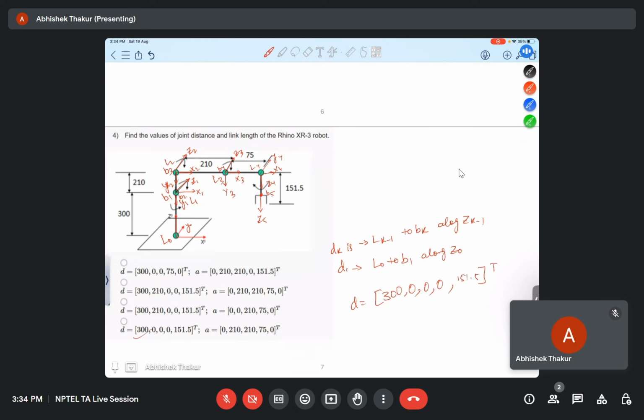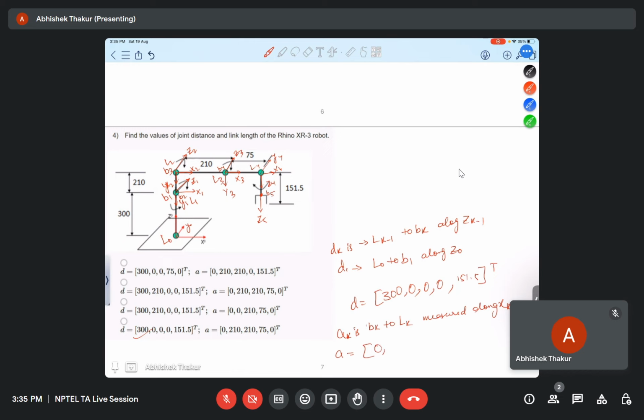And also we can find A, that is, AK is BK to the origin of the frame LK measured along XK. So here you can see A1 will be B1 to L1. So B1 to L1 is 0.